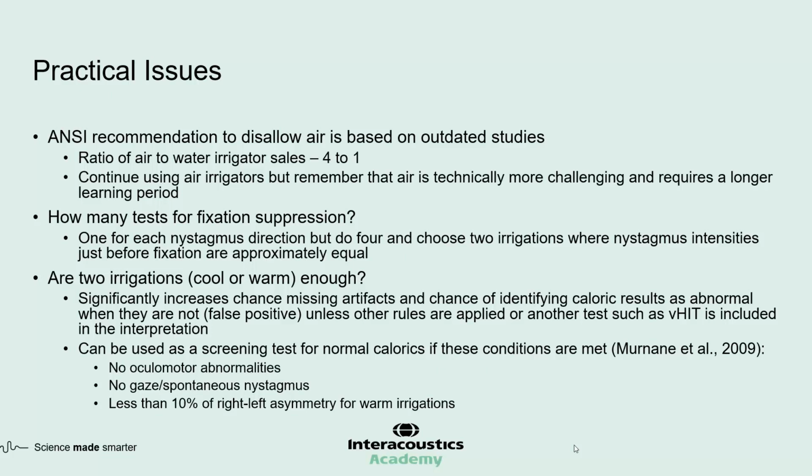The next issue that I'd like to address is how many fixation suppression tests should you do during the caloric test? Technically, you need a minimum of 2, 1 for each direction of nystagmus, but it's best if you go ahead and do this for all 4 irrigations. That way, as I will explain later on, you will see it on the graphs more easily, and you can choose the 2 irrigations, 1 for each direction, where the nystagmus intensities right before the fixation are approximately the same. That's a fair comparison. That's how fixation suppression for the right and left should be compared.